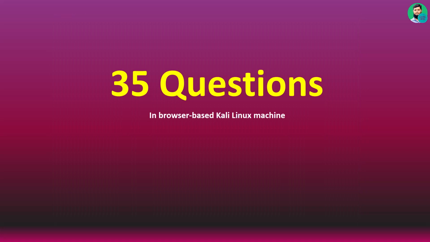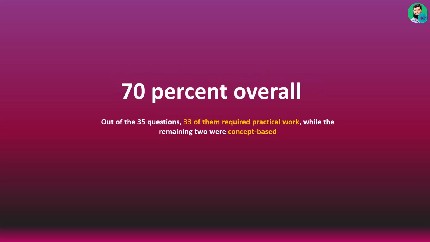Now let's discuss the initial impression of the EJPT exam. Upon clicking the Start Exam button, a window appeared displaying 35 questions. I had the option to navigate between these questions and pin any of them for later reference. I was granted access to a browser-based Kali Linux machine, which served as the primary tool for conducting the penetration testing. To pass the exam, I needed to achieve a minimum of 70% overall, with passing marks in individual sections as well.